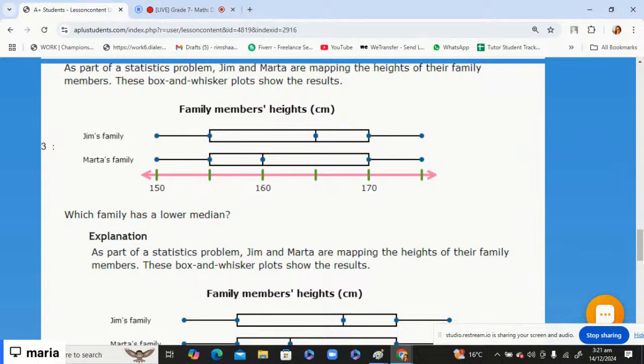Now for the Marta family, it's the same. 150, and then the end point is 175, and one more, then you are going to 180. Which family has the lower median? Middle point, lower median.